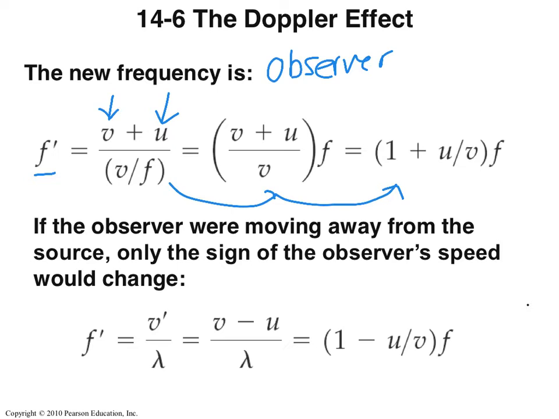However, if the observer is moving away from the source, only the sign of the observer's speed would change. Now you'll notice that they actually change this for you. When I'm talking about positive and negative, we can use either of these equations. However, honestly, we really only need to use this first one. If my observer is moving in the negative direction, or away from the source, we would use negative U.